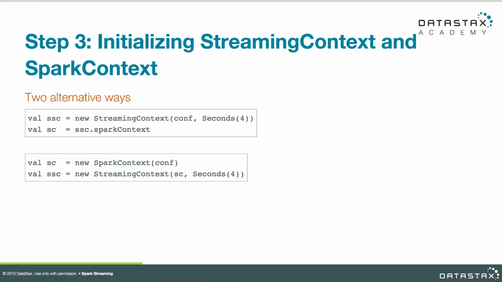There are 2 ways to create a Spark streaming context. The first one relies on the configuration object we created up above and simply directly instantiates a new streaming context. The second creates a conventional Spark context first and instantiates a streaming context on top of that Spark context. Now you note both of them pass in a number of seconds. That number of seconds is 4. That's the batch interval. That's how long the receiver will wait and batch up data coming in off the input stream before creating a new RDD in the DStream.